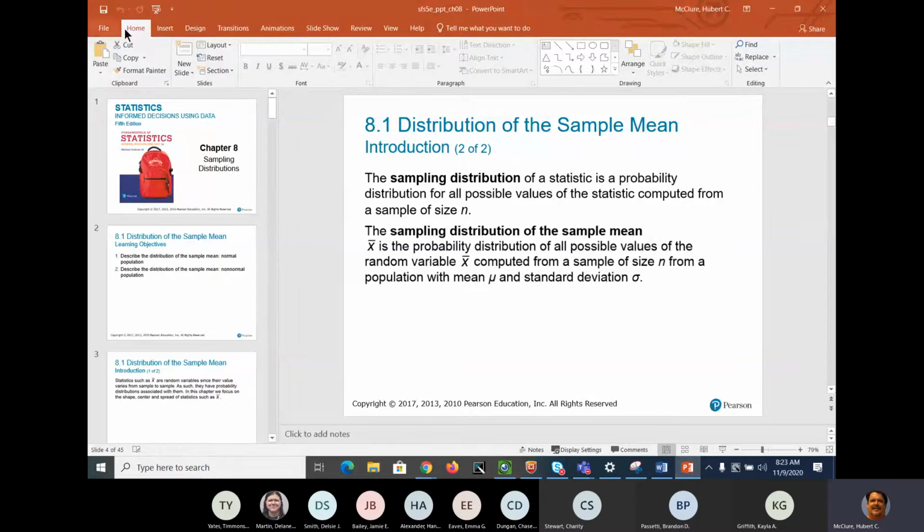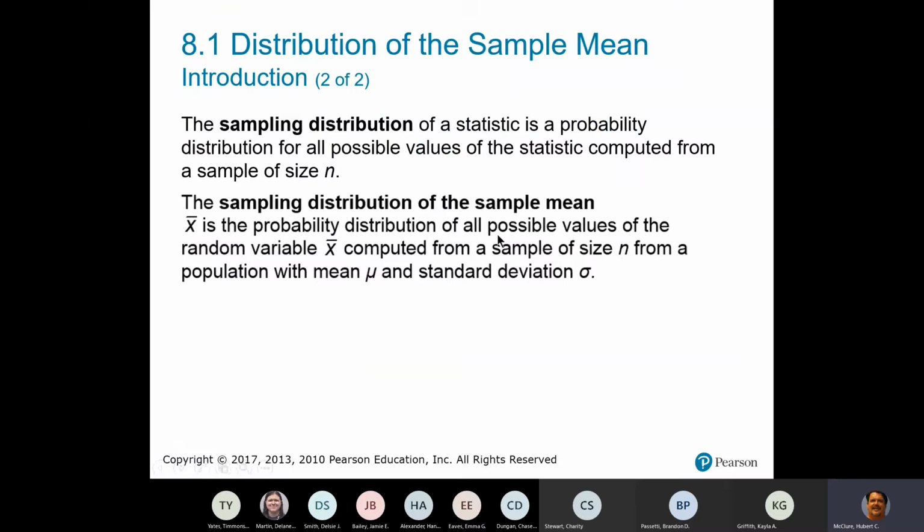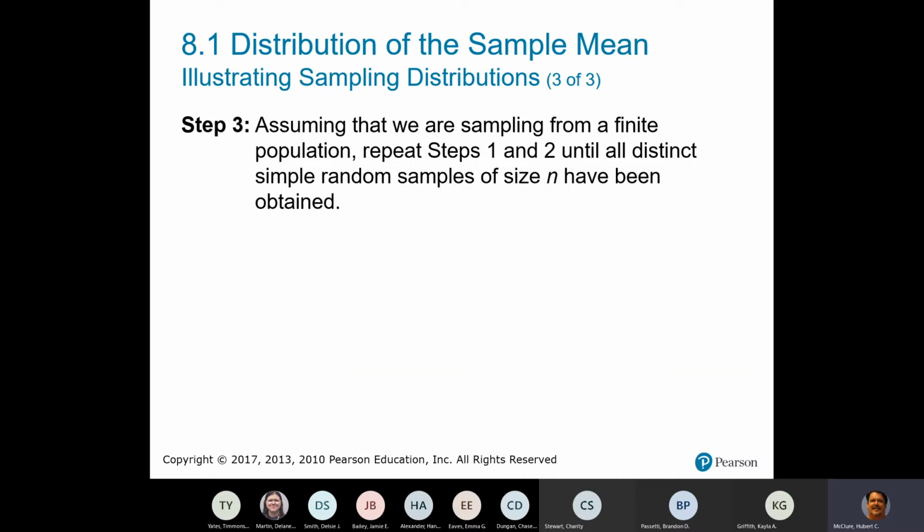Not important. Let me just go to slideshow, current slide. Samples, future sample mean.